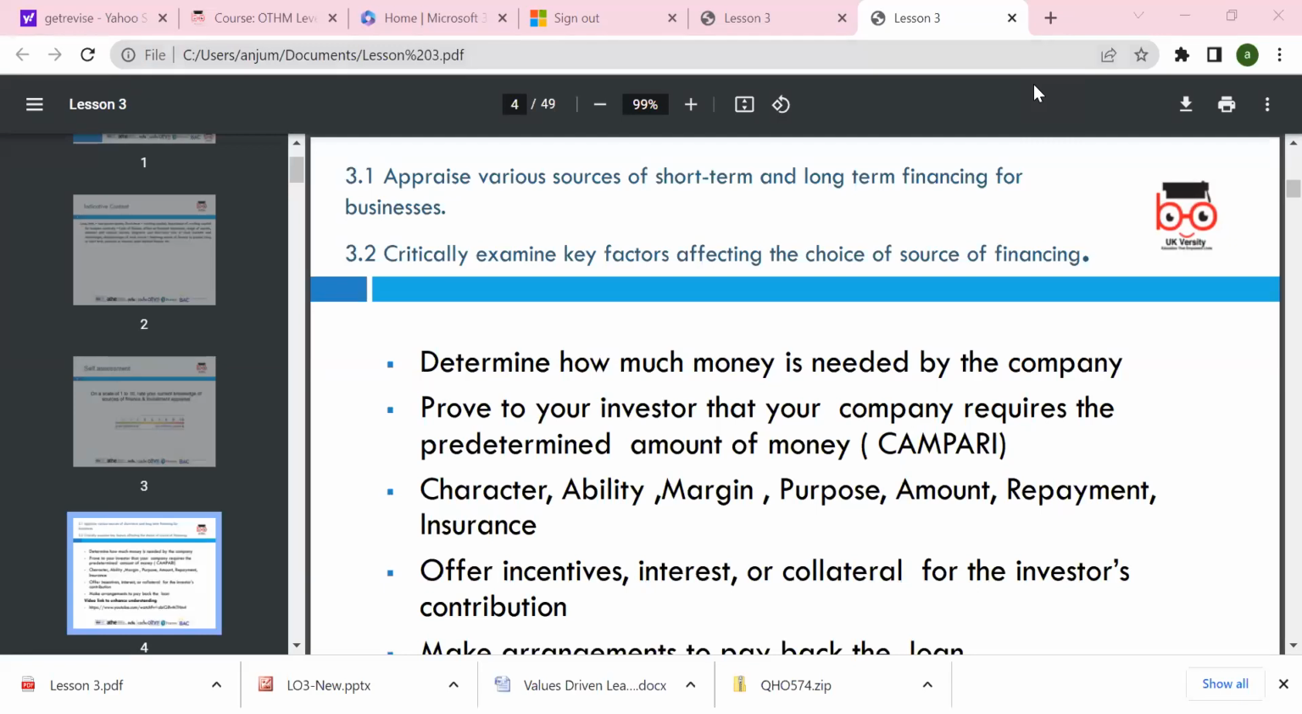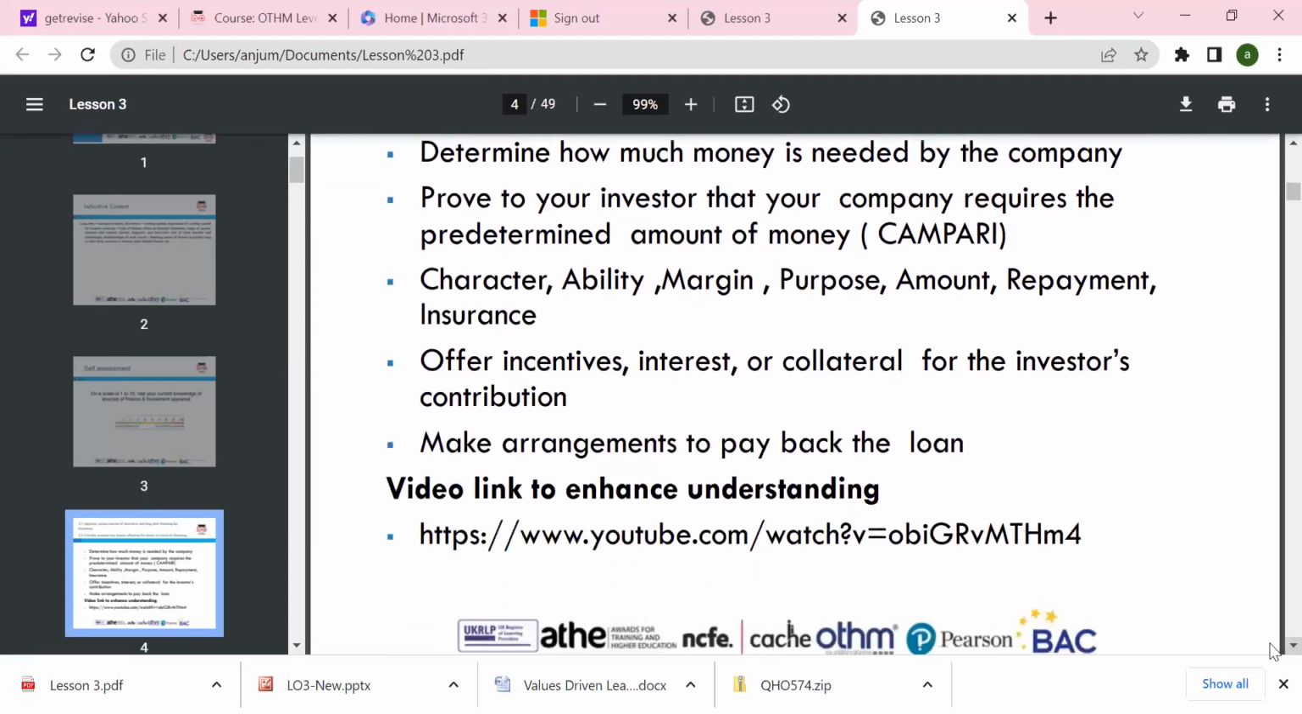As we discussed earlier, today's lesson goes through appraisal and sources of finance. In 3.1, we appraise the various sources of short-term and long-term finance and critically examine the factors affecting the choice of sources of funds. Determine how much money is needed by the company and prove to your investor that the company requires a predetermined amount of money, which we do using CAMPARI. The abbreviation stands for character, ability, margin, purpose, amount, repayment and insurance. So we look at the character, the ability, the margin, the purpose, how much amount, how it will be paid, and what insurance we have. Offer incentives, interest and collateral for investors, and contribution, which is how we make arrangements to pay the loan.